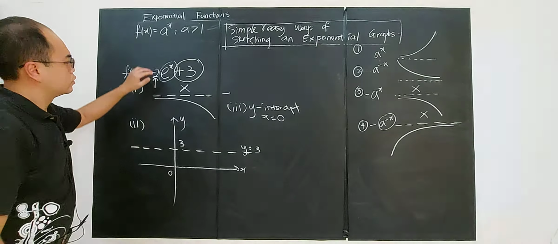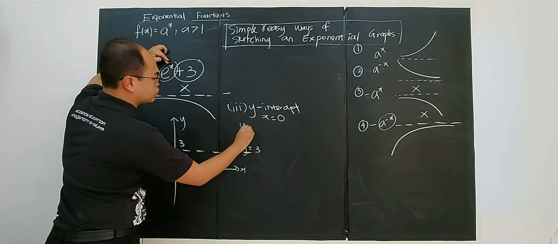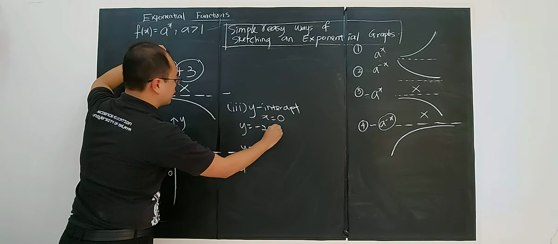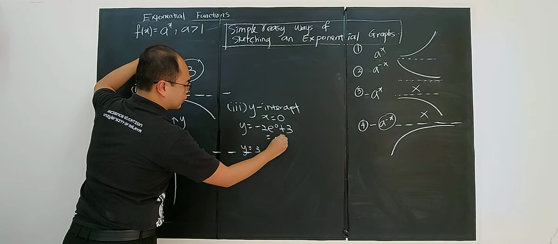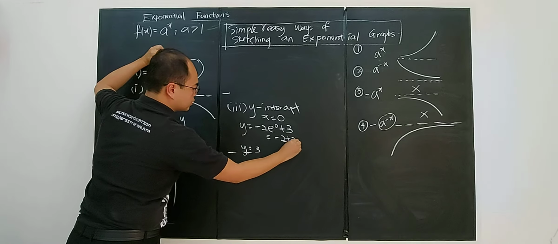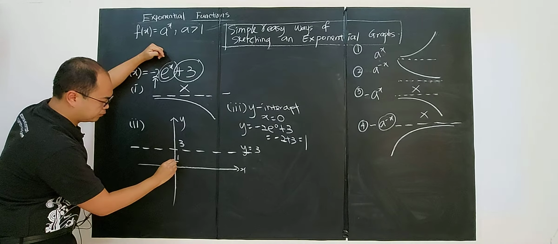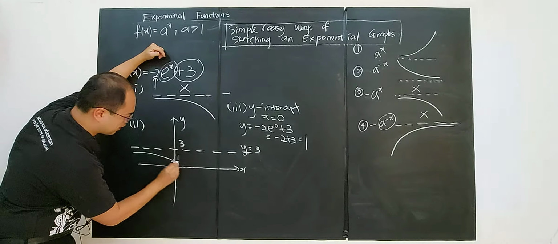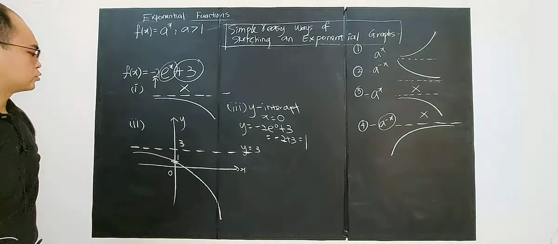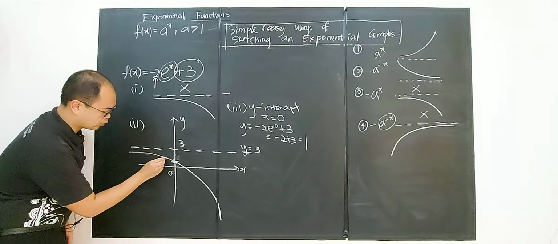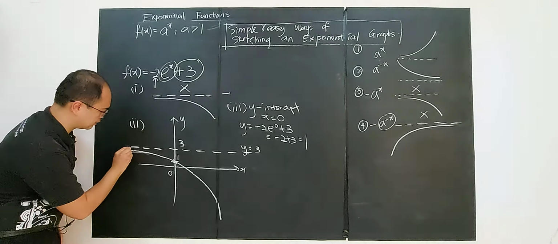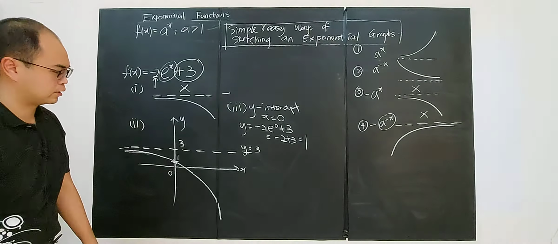X equals 0. So you put x equals 0, y equals negative 2, e to the power of 0 plus 3. So you have negative 2 multiply 1 plus 3, which gives you 1. Okay, they will intercept at 1, and the graph is still the same. It has to go this way, right? So this one you have to draw such that they're very near to the axis, getting nearer to the asymptote here.